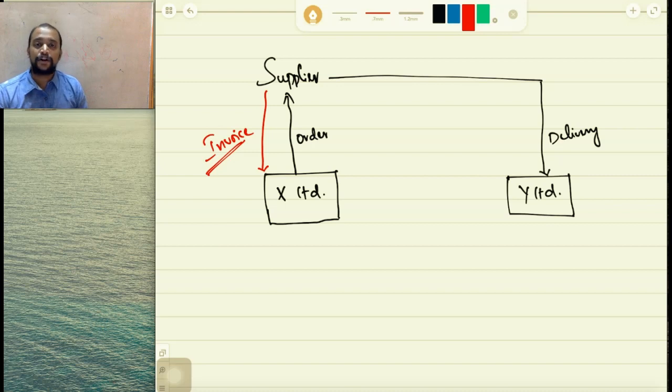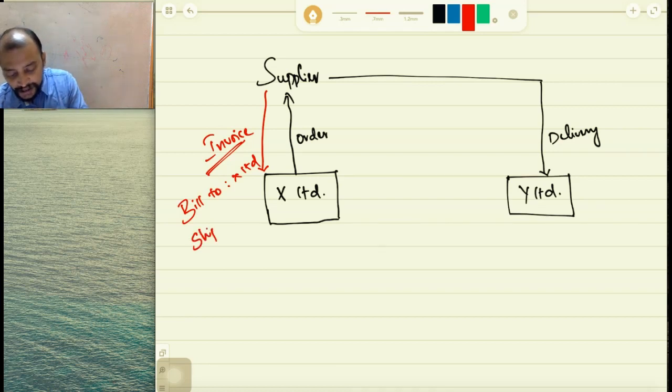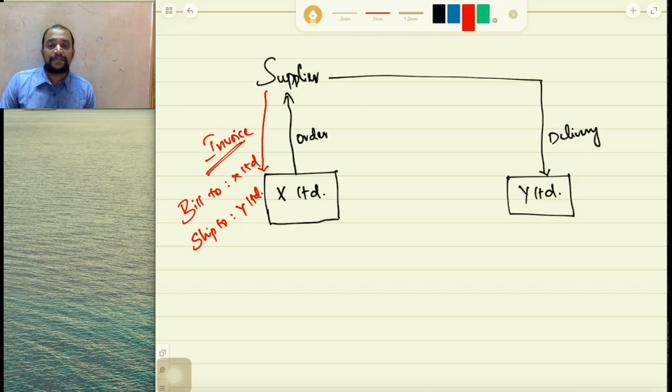Then how to fix this anomaly? We have something called as bill to ship to invoice. So the invoice should be called as B2, that is bill to ship to invoice. That is, in this invoice, what will be the billing address? Bill to is X Limited. But ship to is Y Limited. So therefore, in that invoice, they need to mention billing address as X Limited and shipping address as Y Limited. And who will be taking ITC? X Limited, which is billing address, will take ITC.